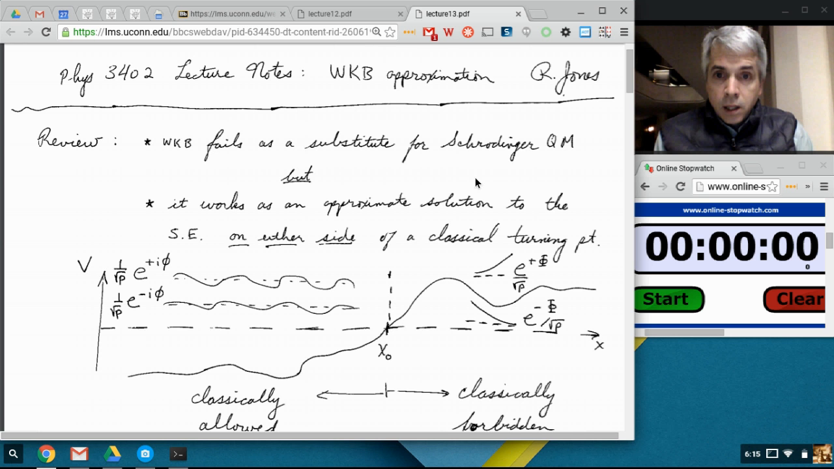in which case you replace the e to the i phi with e to the plus or minus phi alone, where that phi has been calculated, where it's an integral of p, except that the p is now the imaginary substitute for p, where the square root of e minus v has been replaced with the positive number square root of v minus e. And that's what I'm depicting here.